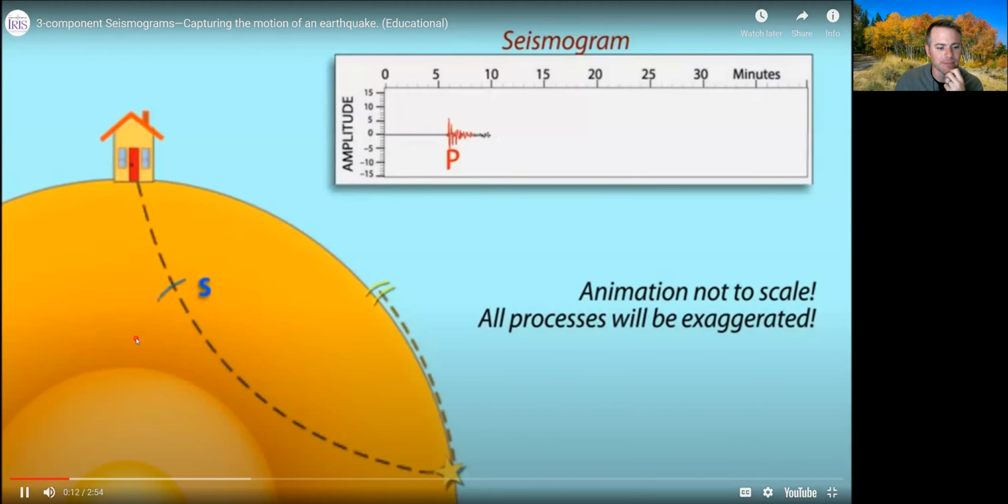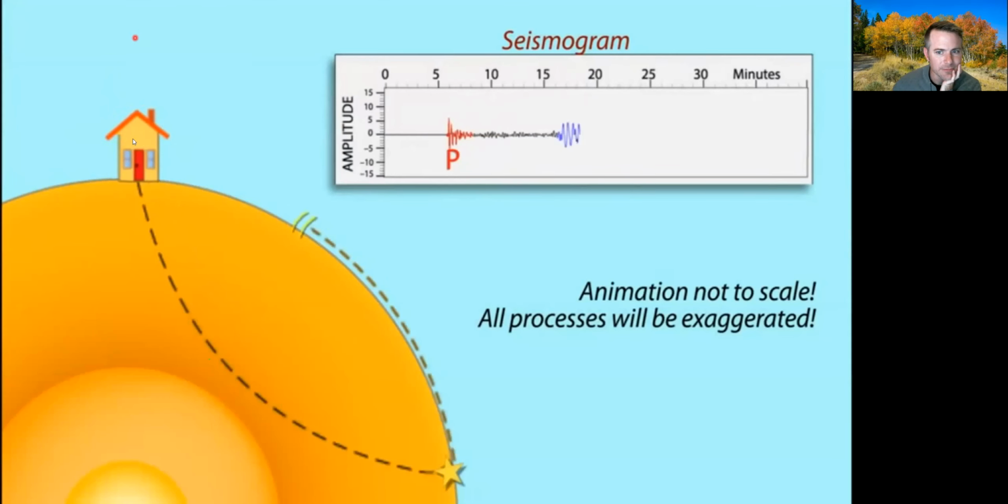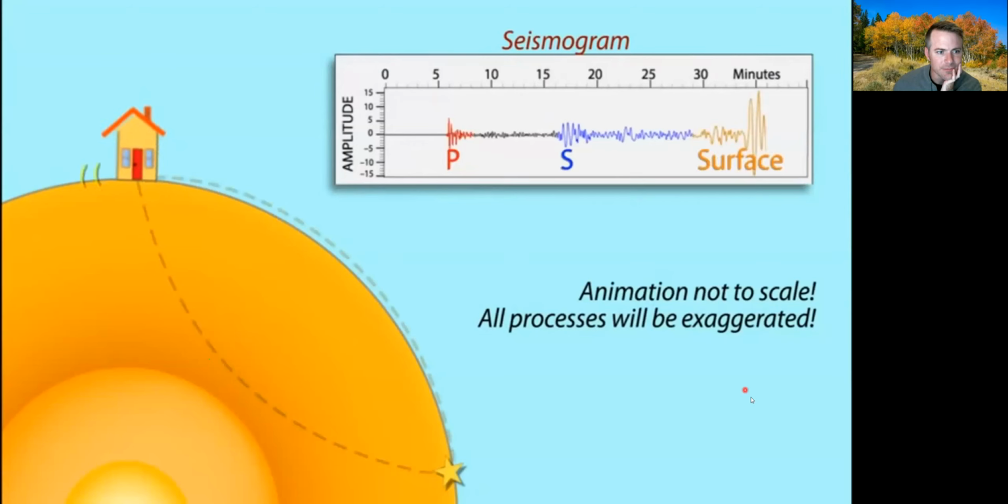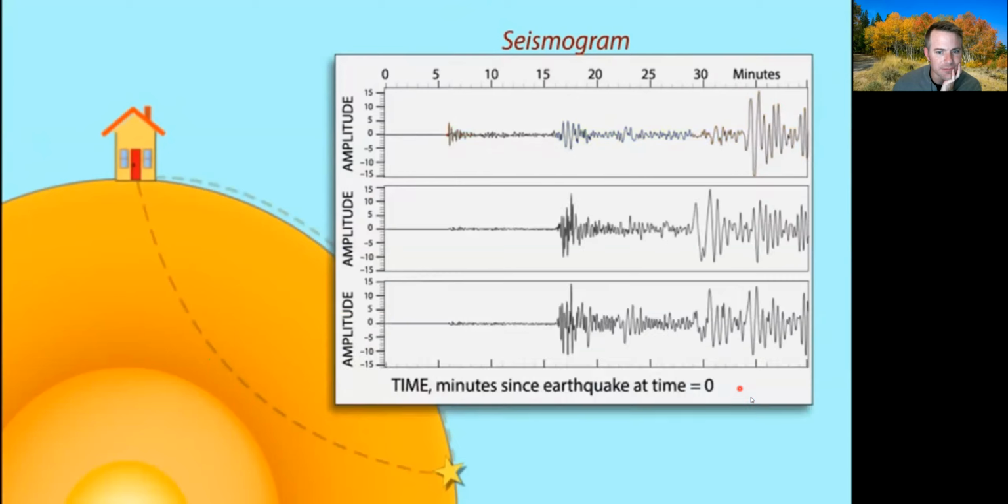Earthquakes produce different types of seismic waves that can be identified on seismograms. But did you know that each seismograph station produces 3 different seismograms for each earthquake?